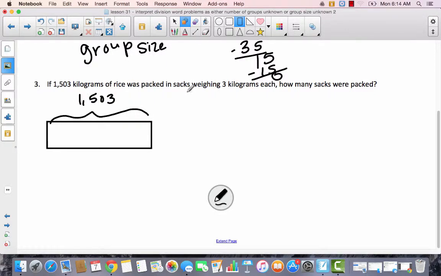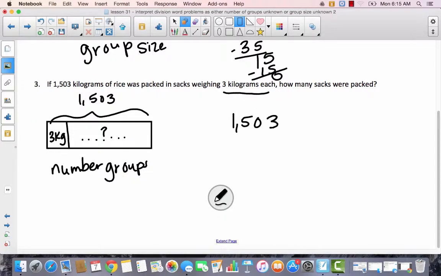And it says it was packed in sacks weighing 3 kilograms each. How many sacks were packed? So I know that there is 3 kilograms in each sack, but I don't know how many sacks. So I would have to draw my tape diagram like this, and this means I don't know how many groups. So my unknown this time is number of groups. I know the group size. There's 3 in each group, but I don't know how many groups. So when I divide this time, it's going to tell me how many sacks I could make if they were 3 kilograms each. So I want you to divide by 3, and I want you to come back.